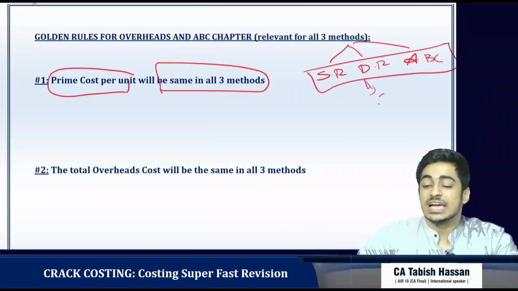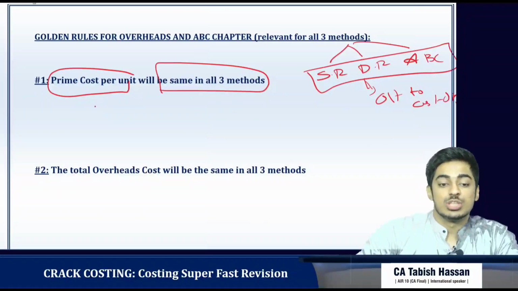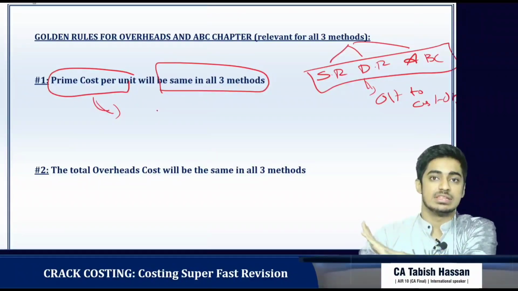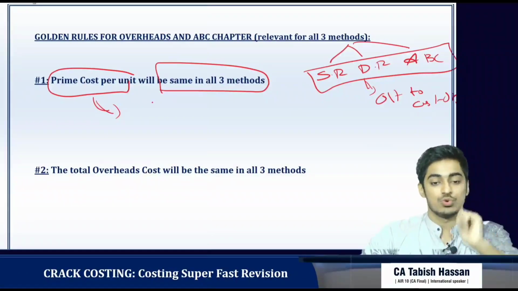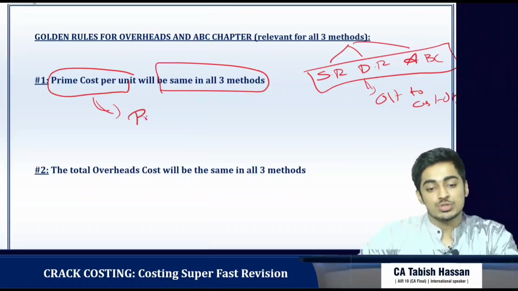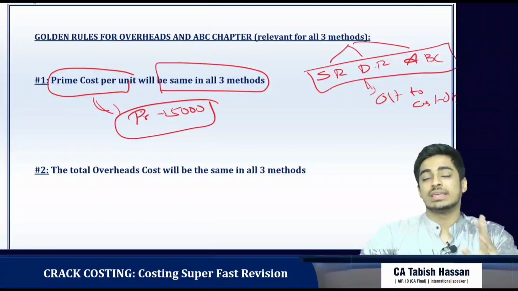They are for charging overhead to the cost object. So the prime cost per unit would be the same in all three methods. There would be no change in the prime cost. Rule number 1. Say for example, we are manufacturing MI10. Our prime cost was 5,000 rupees. So it would be 5,000 rupees in all the three cases.